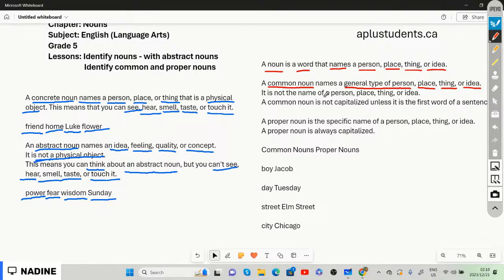And when it comes to a common noun, right, it is not the name of a person. It is not the name of a place. It's not the name of a thing, and it's not the name of an idea, right? So, seeing that it is not the name of a person, place, thing, or idea, when it comes to a common noun, we do not capitalize a common noun unless it is the first word of a sentence.